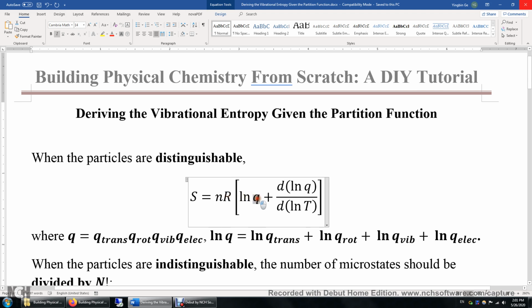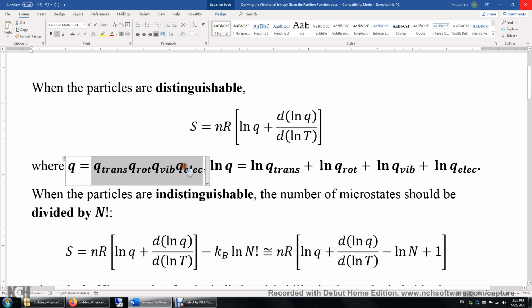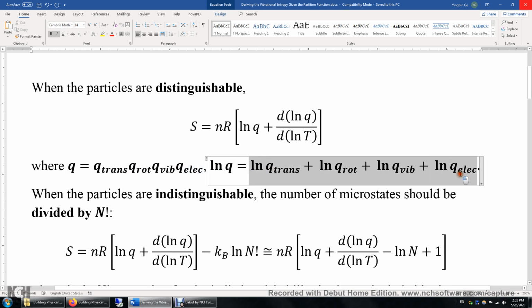Q is the partition function of all particles, and over here we are talking about a derivative. This is the first derivative of ln Q with respect to ln T. Q is the total partition function, T is the temperature of the system. And Q is the product of the translational, rotational, vibrational, and electronic partition functions. Therefore, ln Q is the sum of these four logarithms: translational, rotational, vibrational, and electronic.